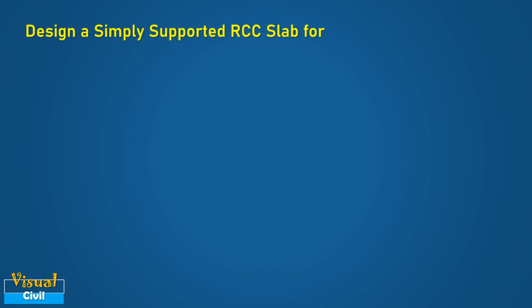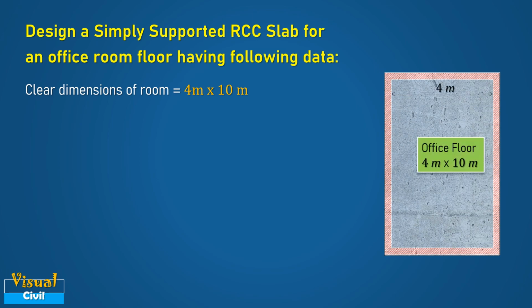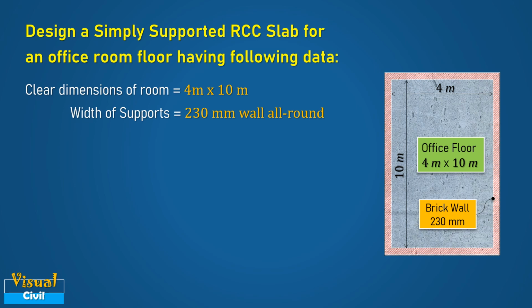In this video, we will learn the design of a simply supported RCC slab for an office room floor having the following data. The clear dimension of the room is 4 meter by 10 meter. The slab is supported by brick wall of thickness 230 mm on all four sides. The live load acting on the slab is 4 kN per meter square.